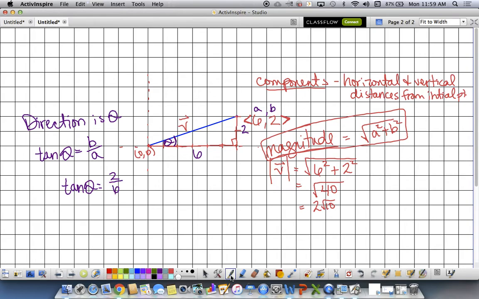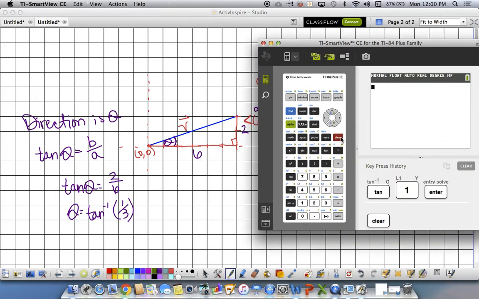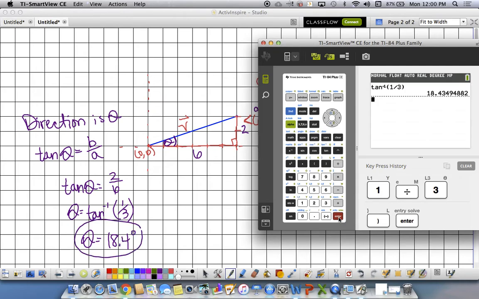So I would plug in my calculator, theta equals inverse tan, and I would probably go ahead and reduce it to 1/3. I'm going to pull up my calculator, which I have. Inverse tan of 1 divided by 3. And it's going to give me my angle, my theta, my direction is 18.4 degrees. And you're done. You have a magnitude and a direction.